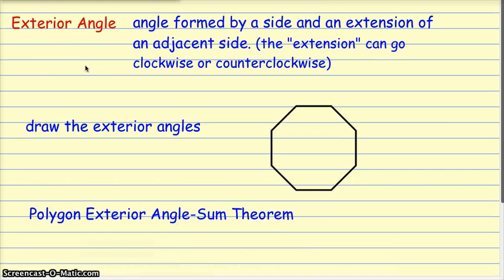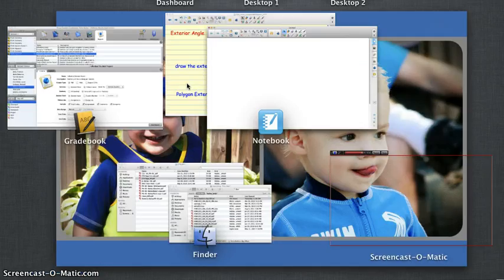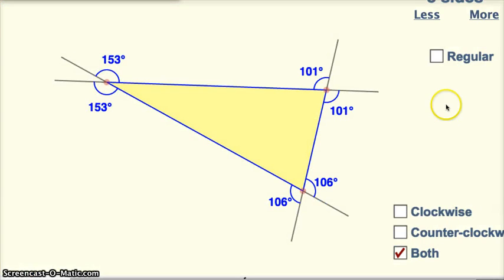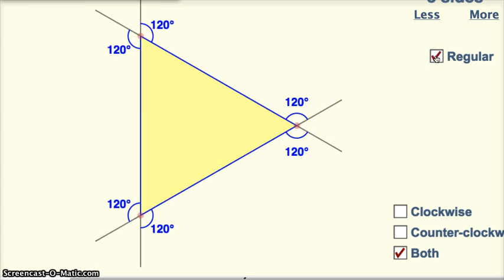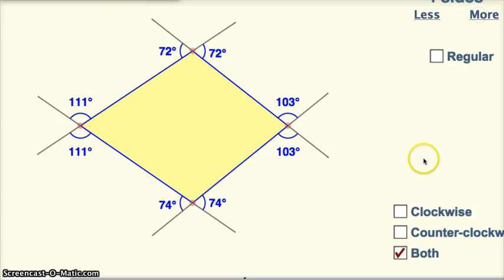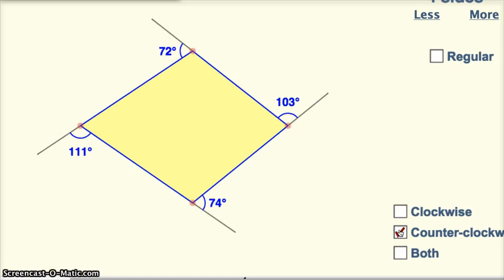Exterior angles, we have discussed exterior angles with triangles. Exterior angles are formed by the side and its extension. So we have this animation from the other day. We can make them regular or not regular, add as many sides as we want to, but they can go in both clockwise and counterclockwise directions.